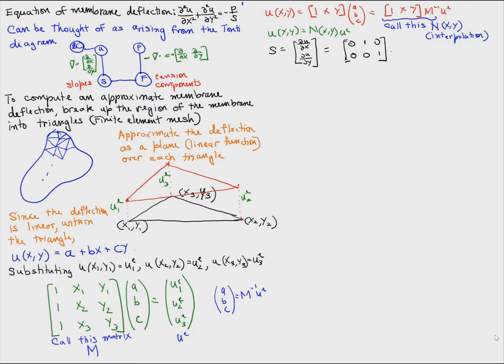Now the slopes can be computed like this, and that matrix, not surprisingly, we call B. So the slopes S equals B times the joint displacements u sub e.